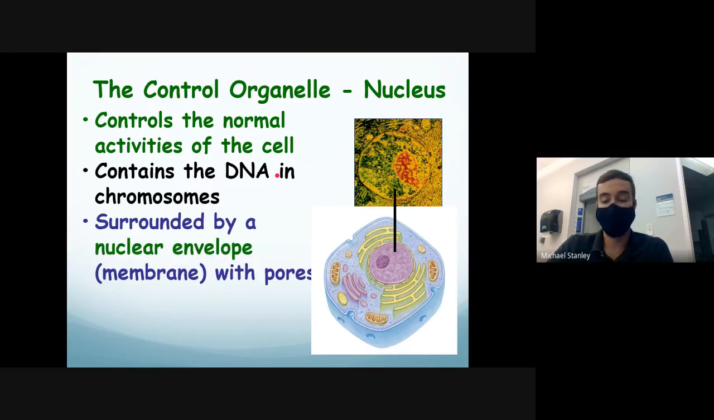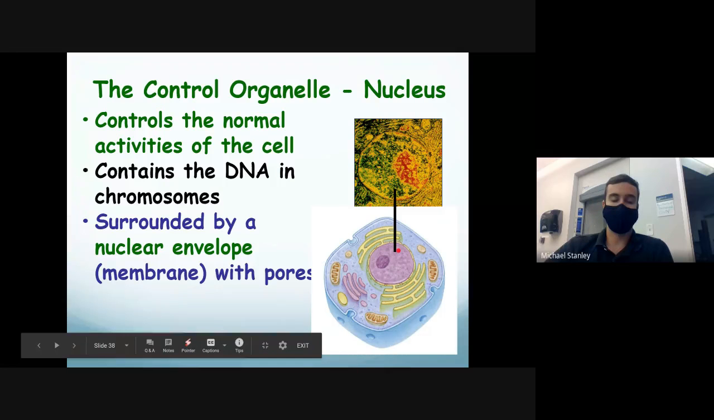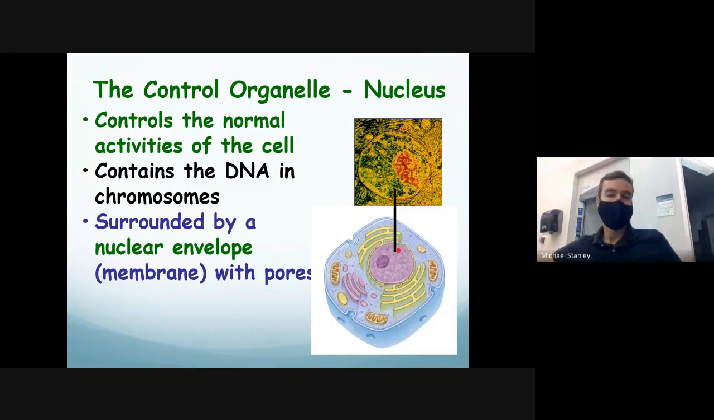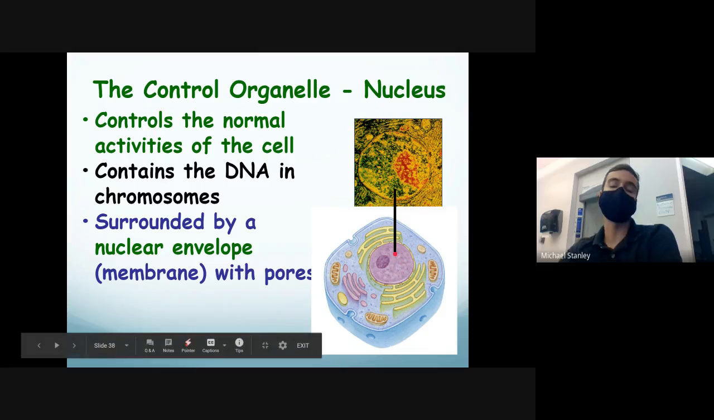Your DNA is like the instruction manual for your body and for your cells. It contains all of the information that your body needs in order to function properly. So it's really important that we keep the DNA nice and safe and secured inside of the nucleus. Unlike in prokaryotes like bacteria, where the DNA is just floating along, in eukaryotic cells, we keep it safe in the nucleus.